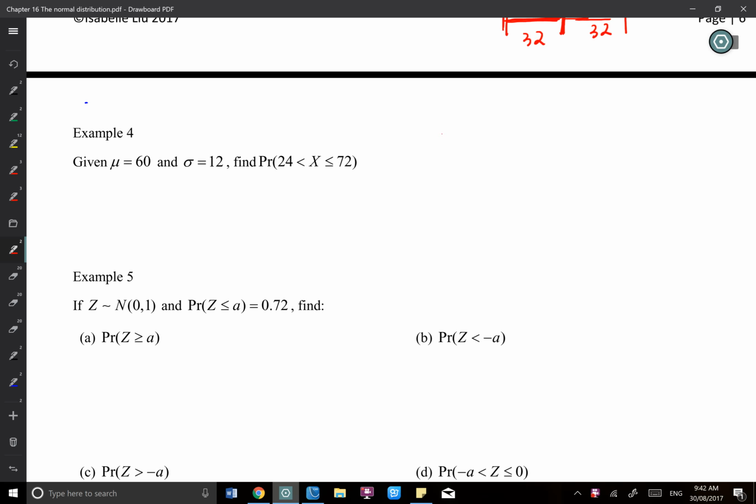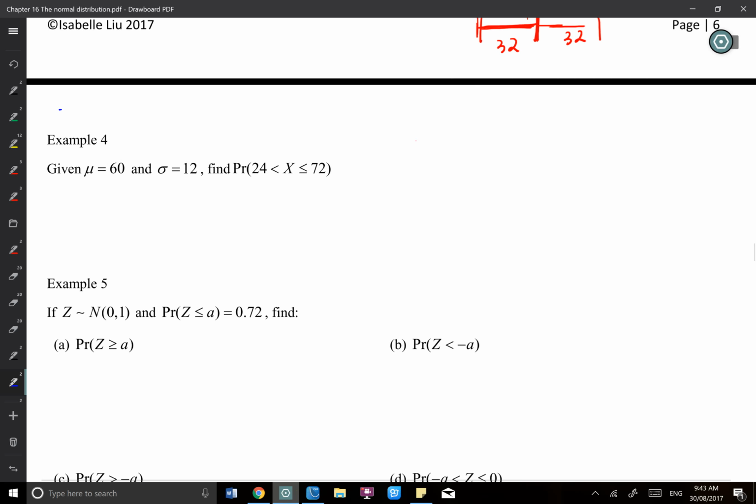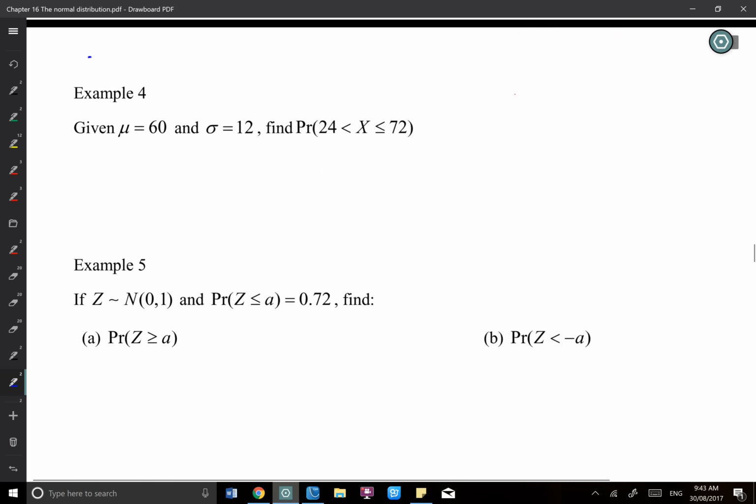Given mu is 60 and the standard deviation is that, find the probability in between that range. That type of question will appear in exam 1. In exam 1 you don't have a calculator. What you can do is put the x normal back to a standardized z normal, and then you see whether it's within -1, -2, -3, 0, 1, 2, 3, like those special numbers. That's the first type, and the second type will be example 5. Let's have a look at example 4 first.